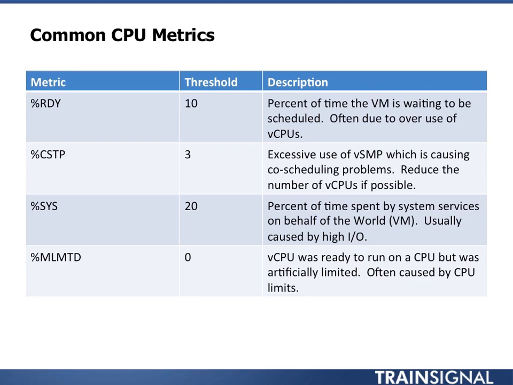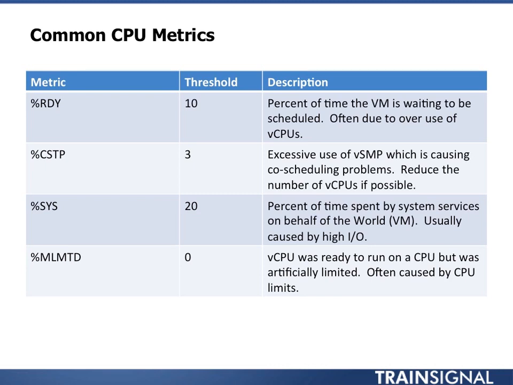I want to see ready time under 10%. I really want to see it under 5%. But under 10 is pretty acceptable to most people. But if you want your best performance, you really want it under 5. So keep that under that. Percent CSTP. This is excessive use of virtual SMP, which is causing co-scheduling problems.